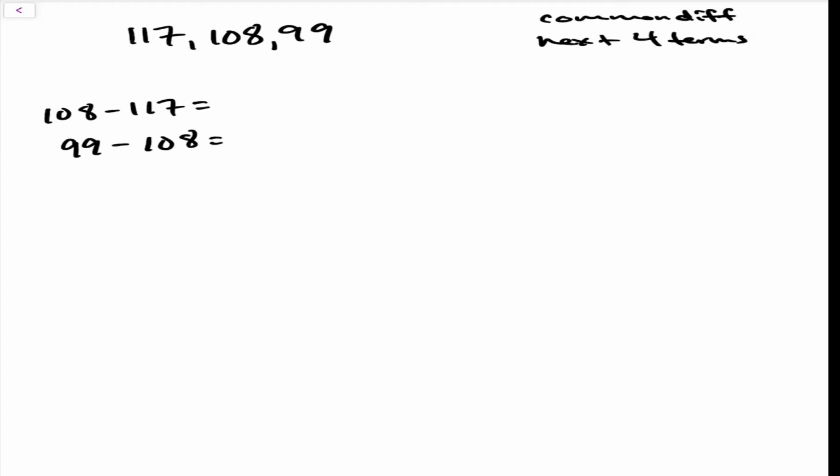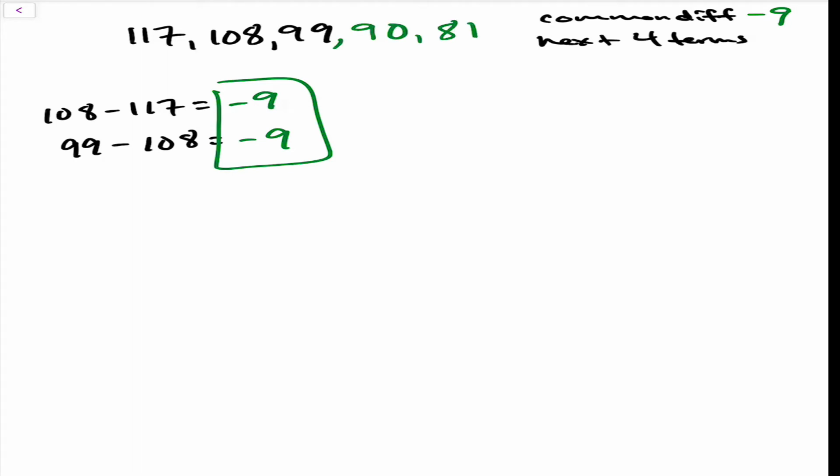So that is negative 9, and then negative 9 for the next one too. So there's my common difference, negative 9. And then that will help me find the next 4 terms. So it'll be 90, 81, 72, and 63.